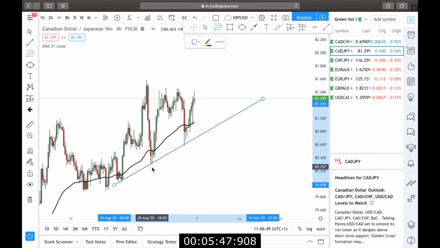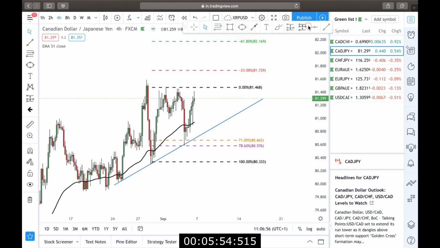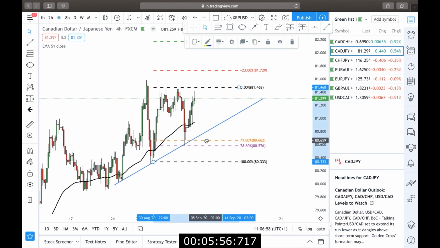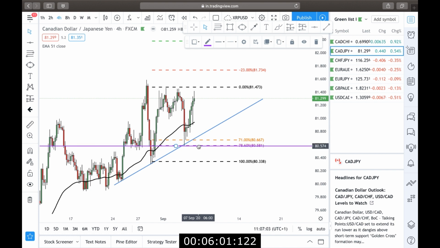Last significant low to last significant high. What happened? Price came into our golden zone once again. Like I said, it always does. Okay, you guys need to backtest this and see what's going on.